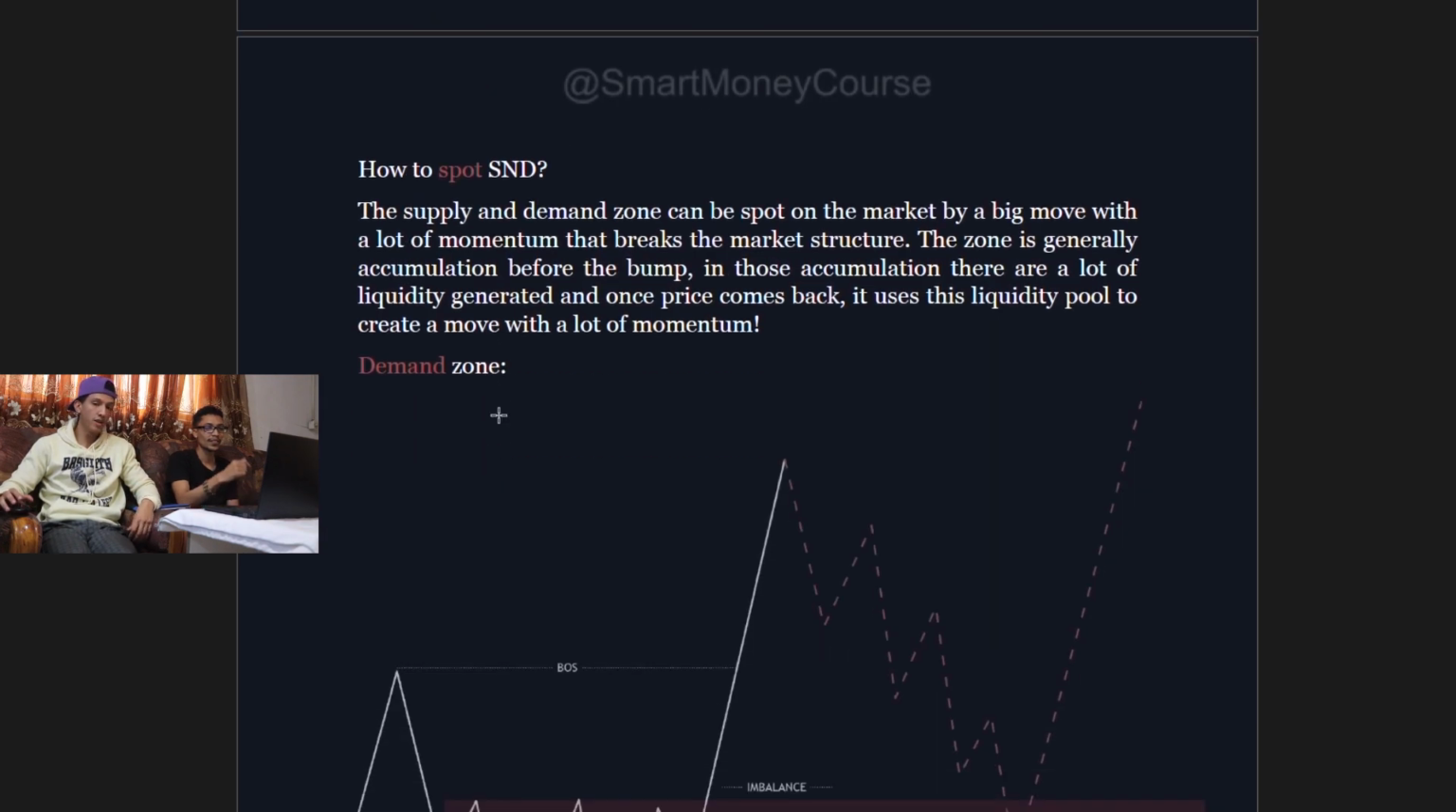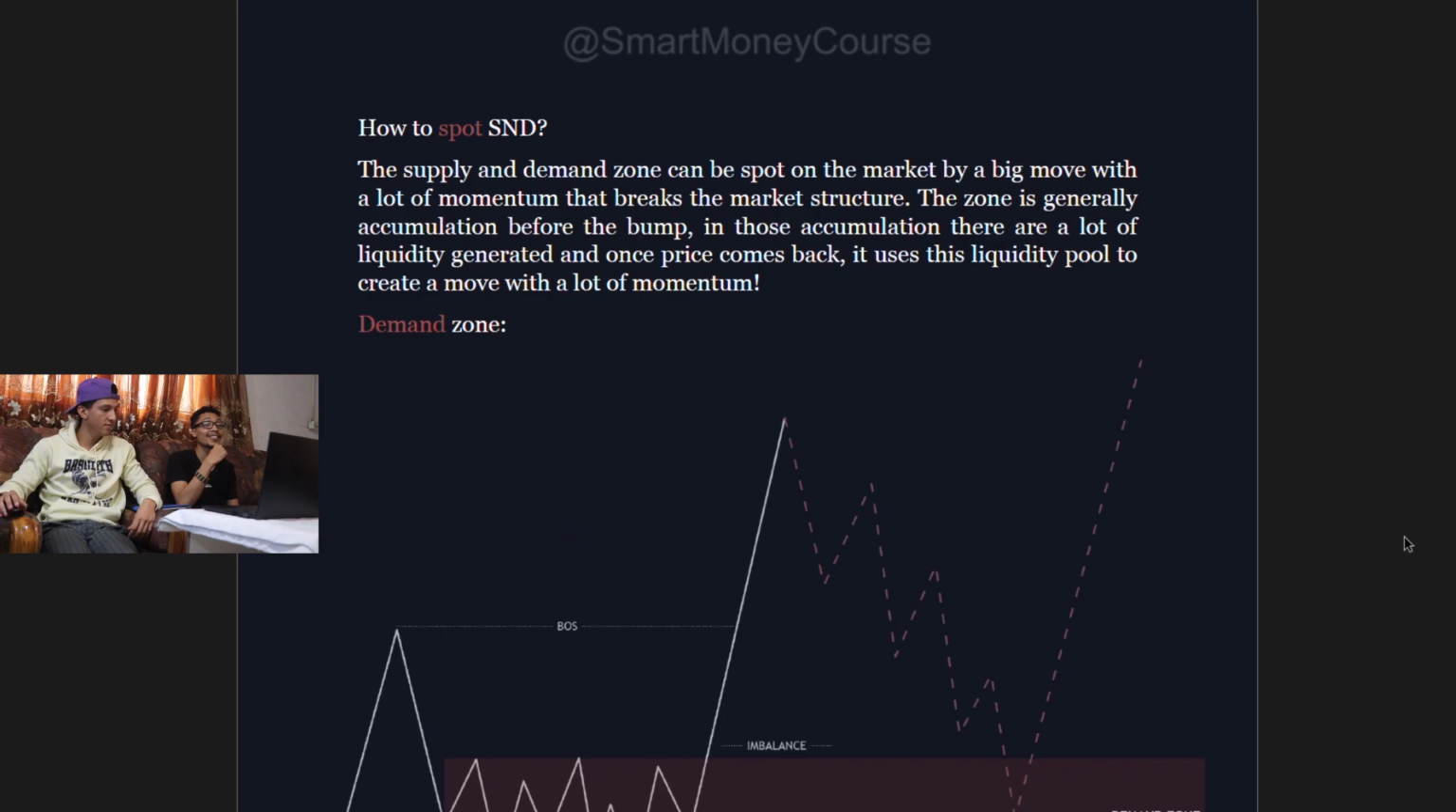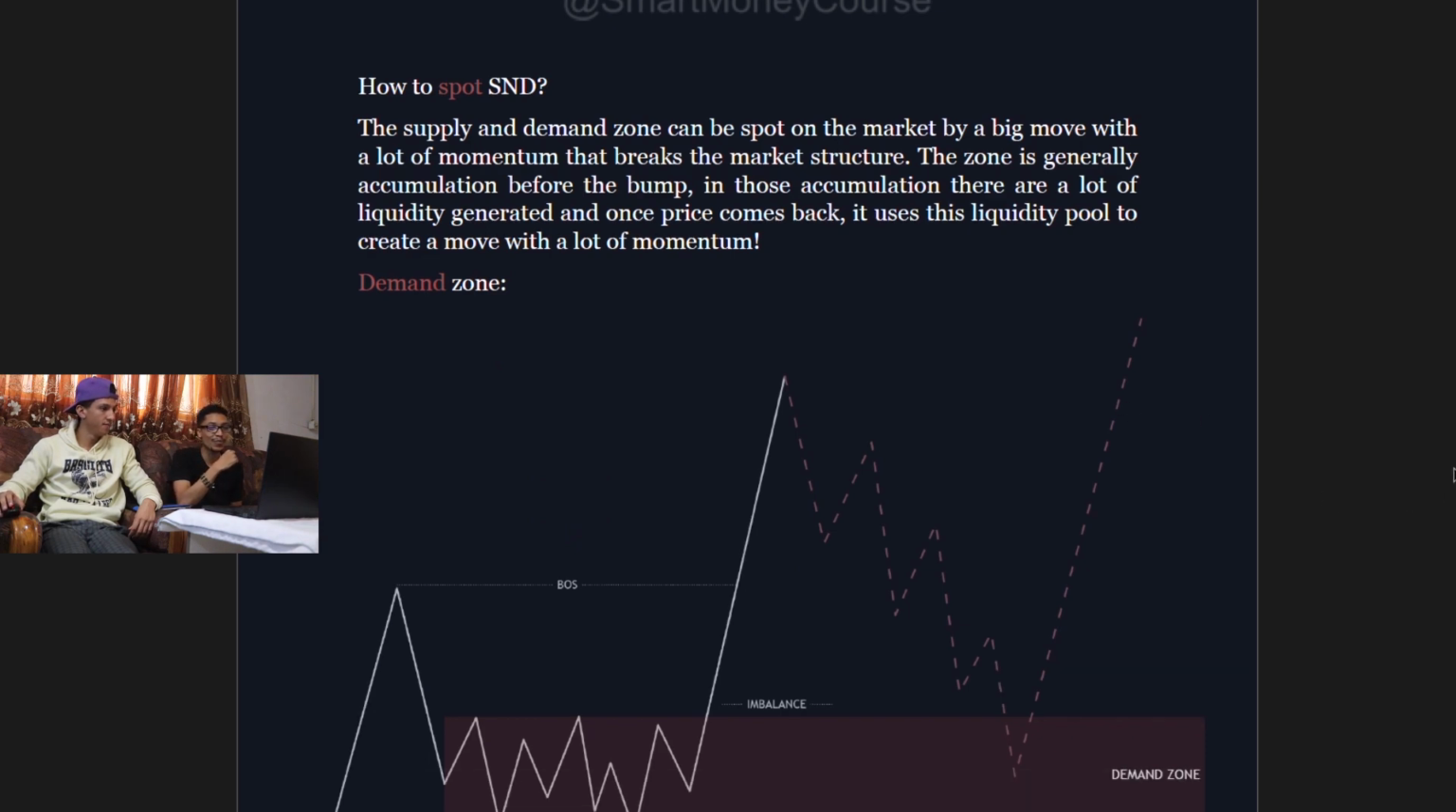So how to spot? Here we're getting into a little bit more of the graphical since there's been a lot of theory. How to spot supply and demand. Supply and demand zones can be spotted on the market by a big move with a lot of momentum that breaks the market structure. So break the structure.